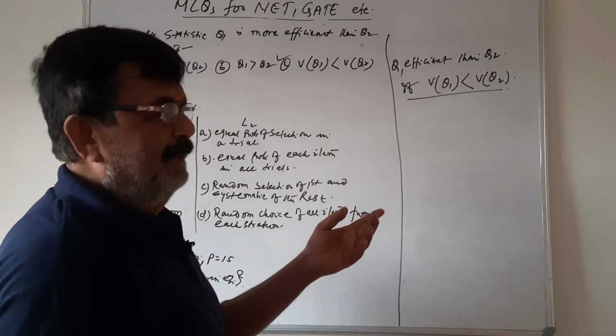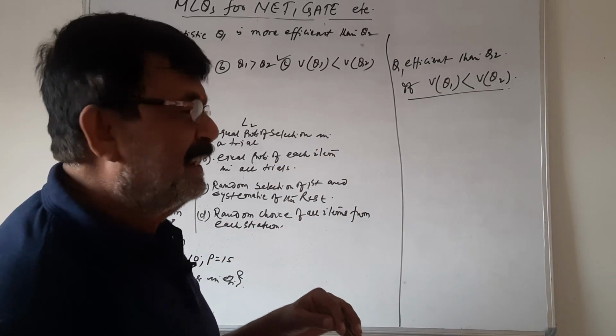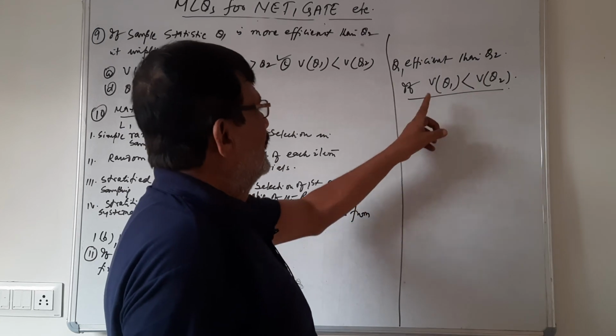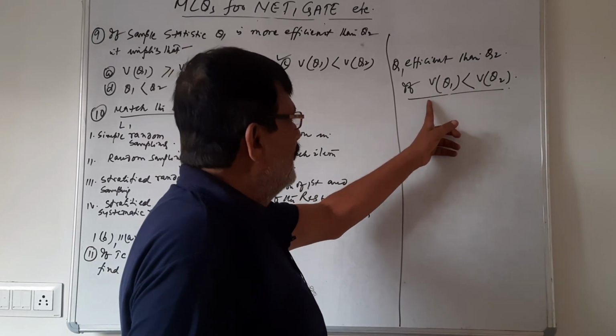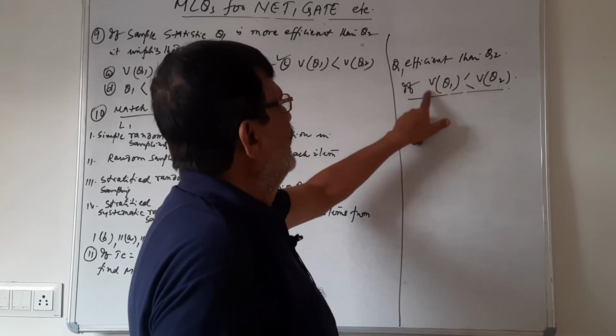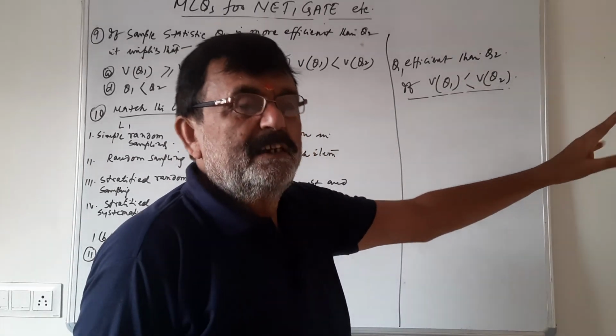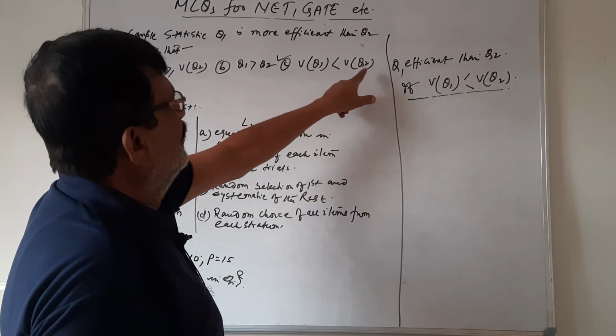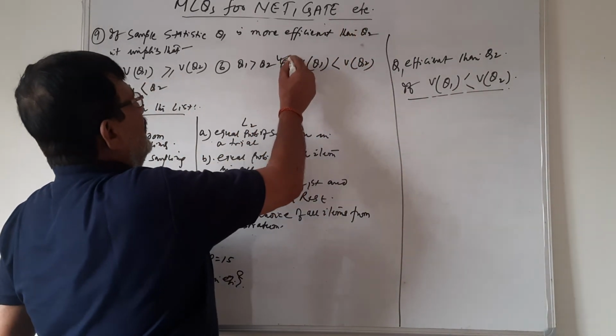So those estimates which have the lesser variance or a smaller variance in comparison to any other estimate of the same model, then the estimate with smaller variance is said to be efficient than those estimates which have the larger variance. So variance of theta1 must be less than variance of theta2. So this would be the answer.